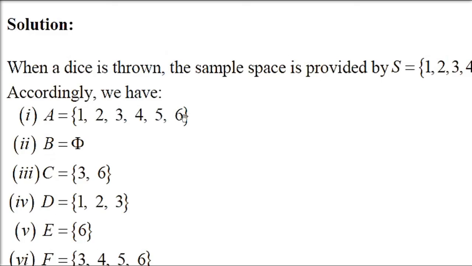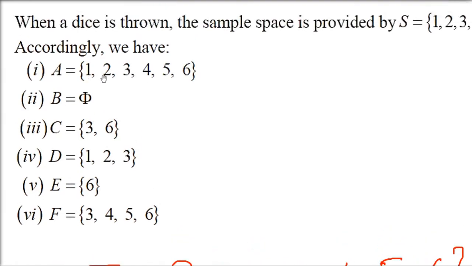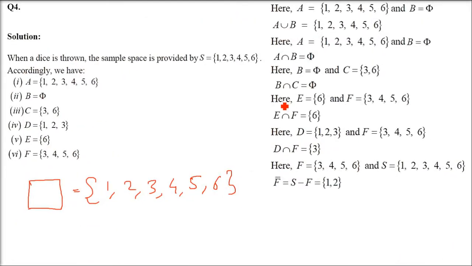C is getting a number that is a multiple of 3. So 3 and 6 are multiples of 3. D is getting a number less than 4. So less than 4 is 1, 2, 3. E is getting an even number greater than 4. So even number greater than 4 is 6 only. F is getting a number not less than 3. So 3 is inclusive, and above 3: 3, 4, 5, 6. This is F.